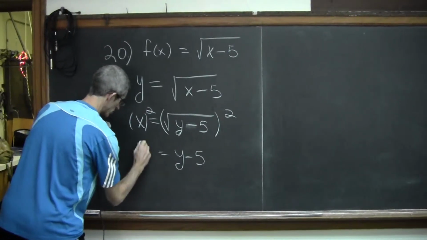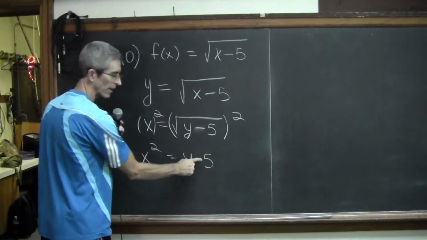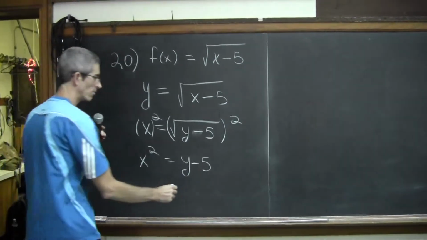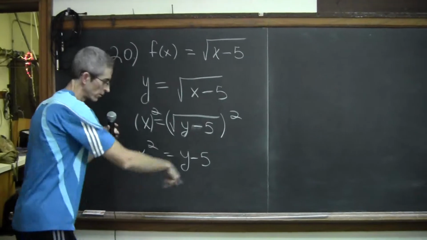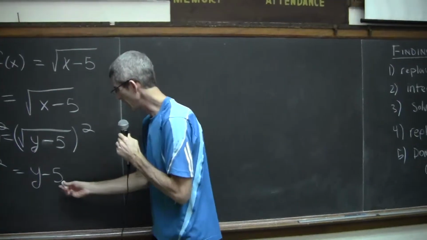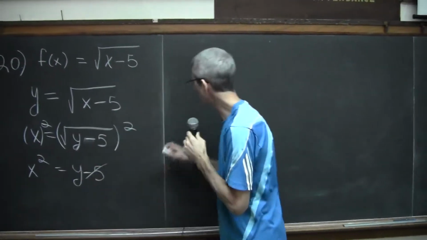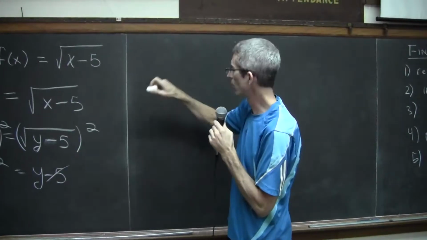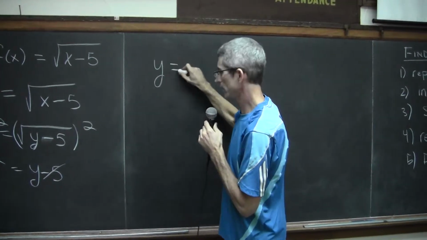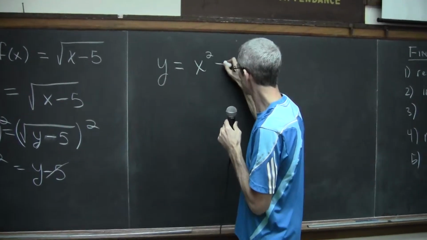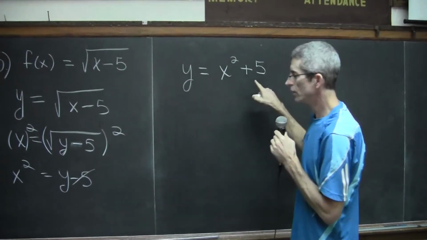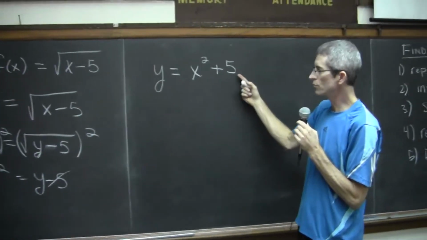This stays x squared. Now I have to get rid of that minus 5. That's easy. I'm just going to add 5 to both sides. I'm going to write it over here. So when I add the 5, it'll come over here, and I'm going to exchange the order. Y equals x squared plus 5. So that's my new function.